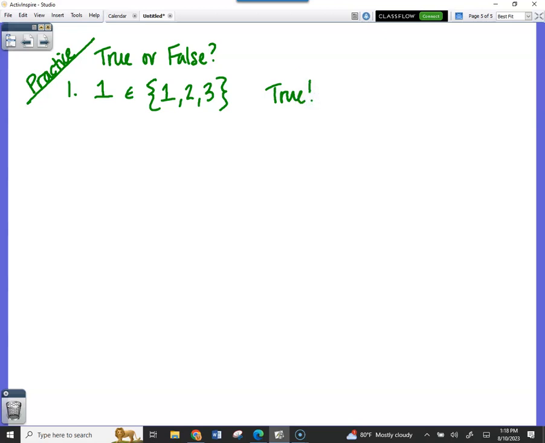And if you have a highlighter to help you, you could highlight the 1 that's right there to emphasize, yeah, it's right here.